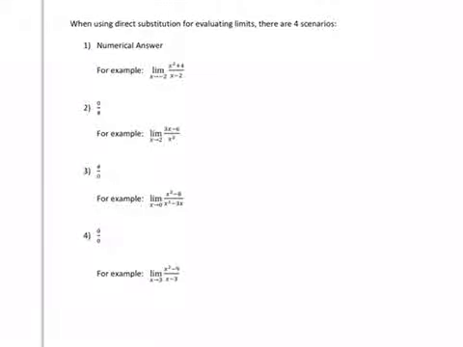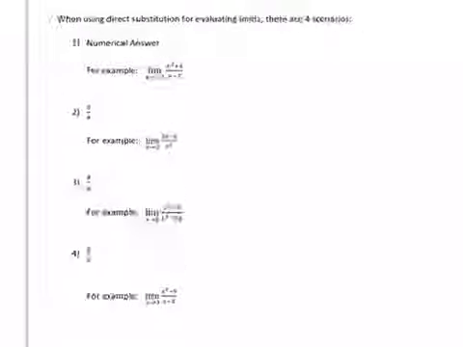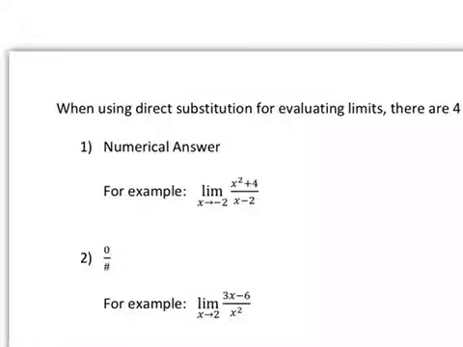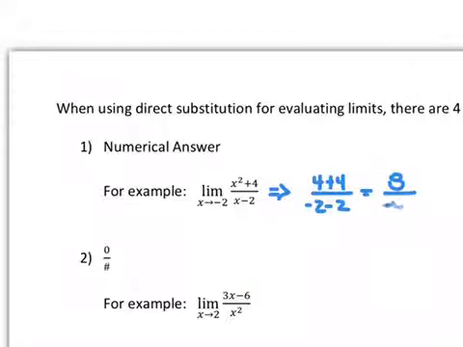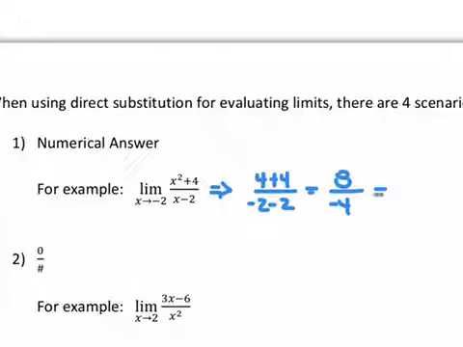Okay, so when using direct substitution for evaluating these, there's 4 possible scenarios. So first scenario, which we like the best, is we could get an actual value, right, like we did on the last page. So I'd just take this function and plug in negative 2. I would get 4 plus 4 over negative 2 minus 2. So it looks like I'd get 8 over negative 4. So it looks like this limit would equal negative 2. Okay, that's pleasing, that's done, we are finished at that point.